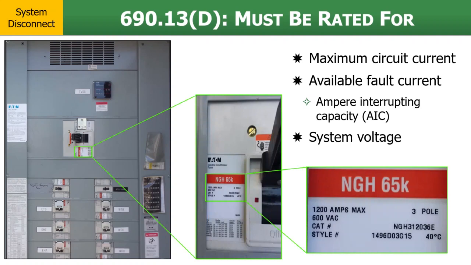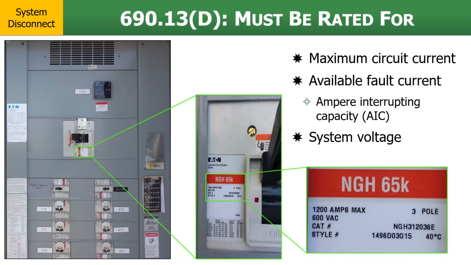So here we've got a panel with a main breaker in it. If we zoom in on that label, we can see that this is rated for 1200 amps max, 600 volts AC. We don't have the AIC rating here. We would have to dig into that label a little more closely. We might have to bring up the user manual and see what that is rated for.